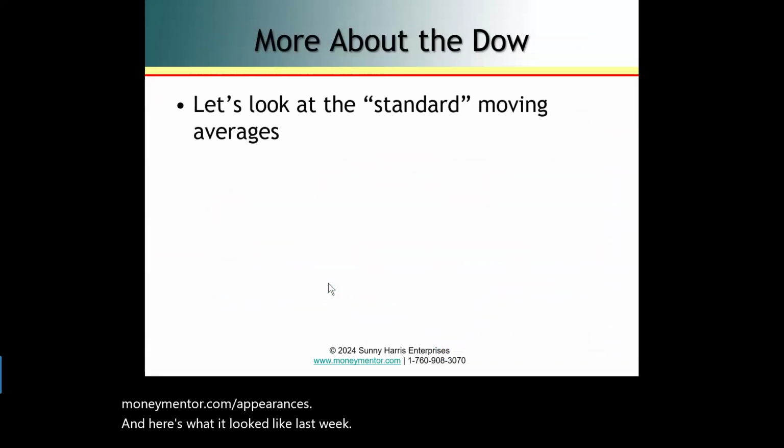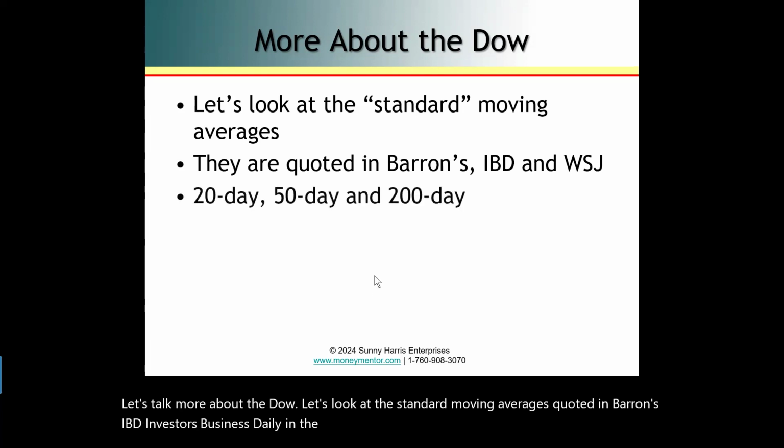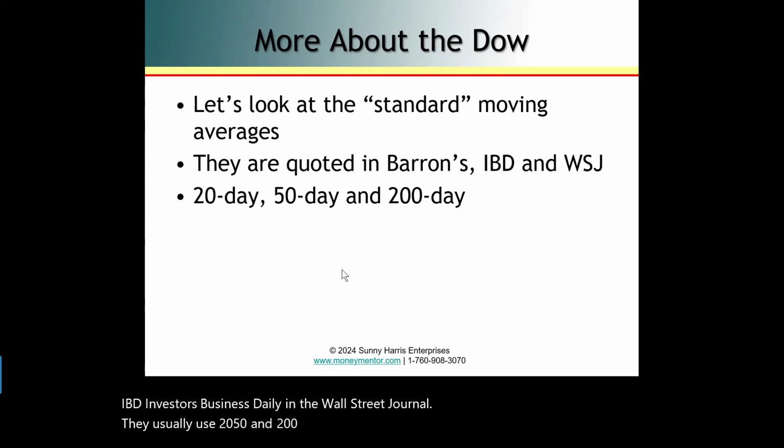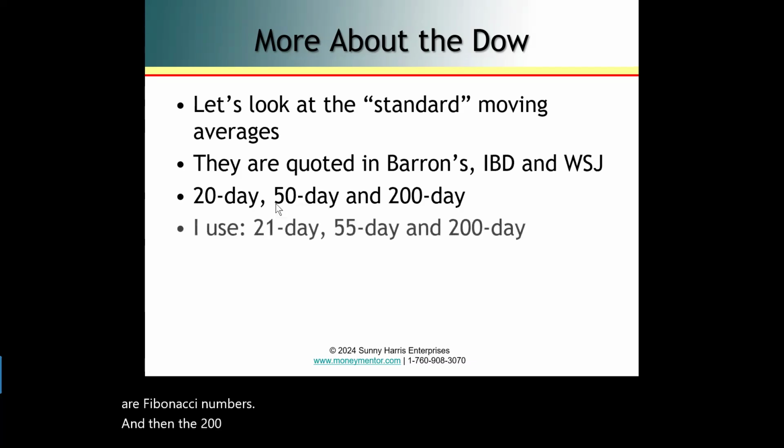Let's talk more about the Dow. Let's look at the standard moving averages quoted in Barron's, IBD, Investors Business Daily, and the Wall Street Journal. They usually use 20, 50, and 200-day moving averages. I use 21, 55, and 200 because 21 and 55 are Fibonacci numbers. And then the 200 because everybody's looking at that.